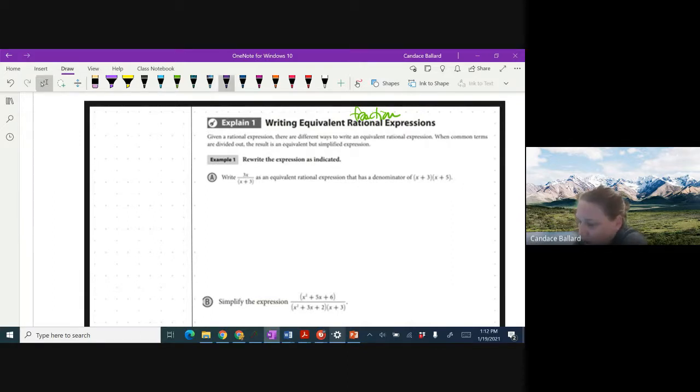So let's start with the original problem here, which is 3x over x plus 3. And then they want us to create this common denominator. So they want us to create x plus 3 times x plus 5. So here's what I would do. I am going to compare my original denominator to the denominator they want us to get, okay? I notice that they both have x plus 3. What's missing in the original denominator that they want me to get in the answer? Can you tell me that in the chat? So what's missing from the original that they want me to get in the new one?